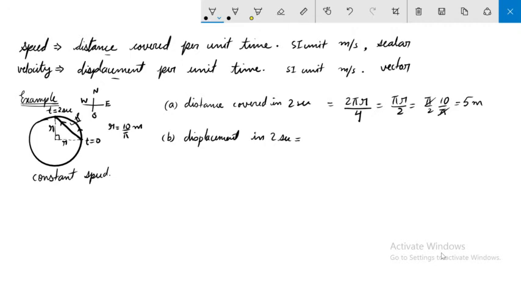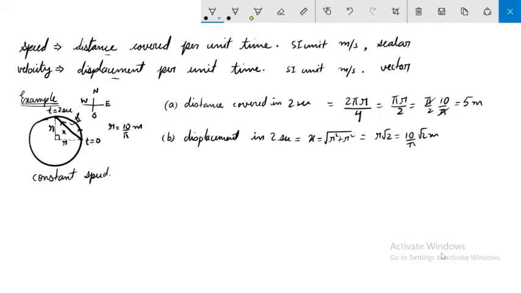So suppose we denote displacement by x. So we can see that x is equal to under root of r square plus r square. So it becomes 2r square. That makes it r root 2. And let us put the value of r here. 10 upon pi root 2 meters.